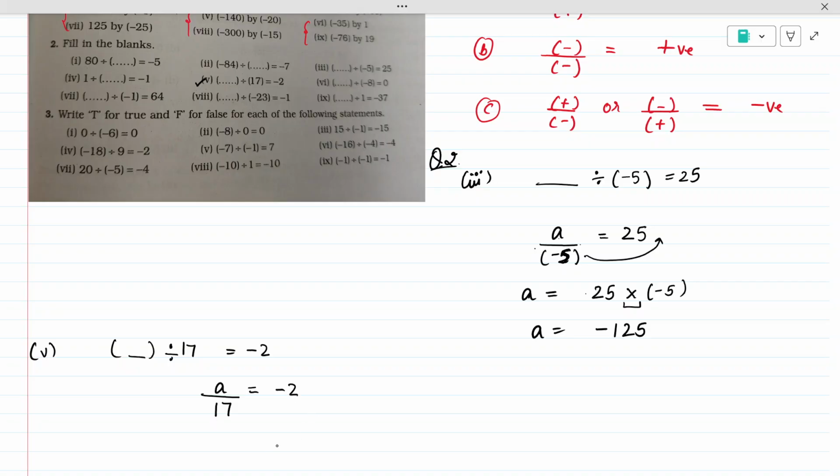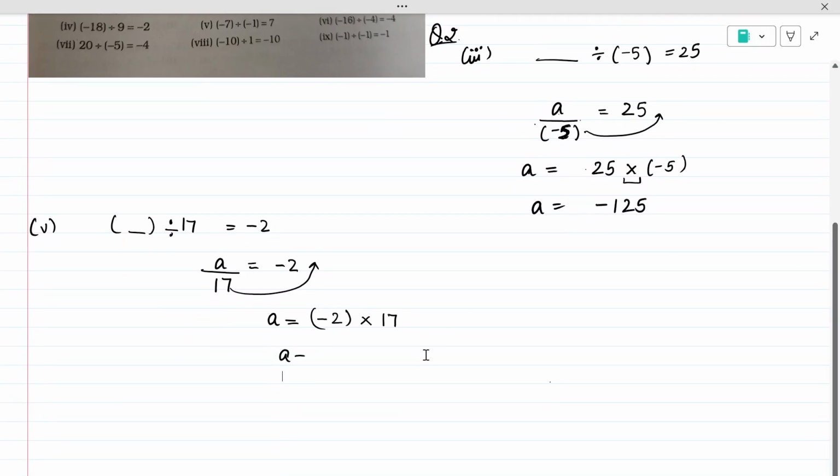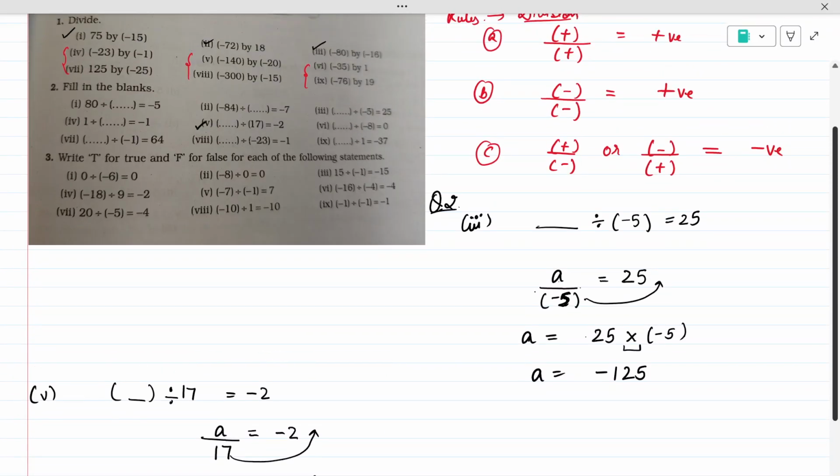Now what we are going to do? We want the value of a. So a will be here only and we will take it to the right hand side. So this 17, this was in division here, it will be changed to multiplication here. Answer will be a is equal to minus 2 into 17. That means a is equal to minus 34. This is how we have to do this.